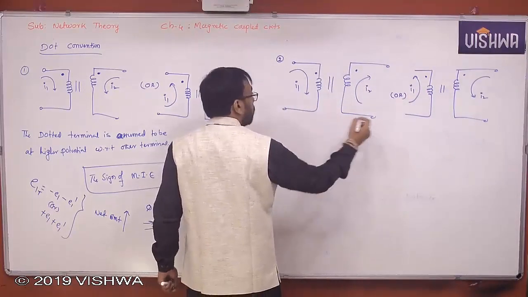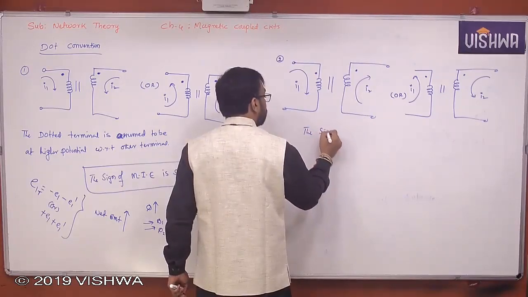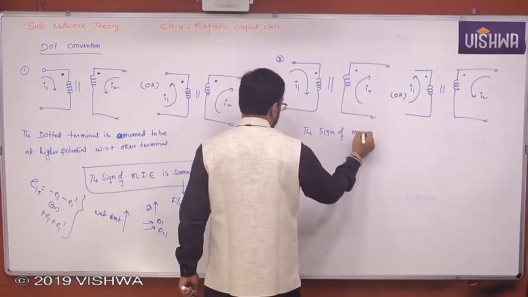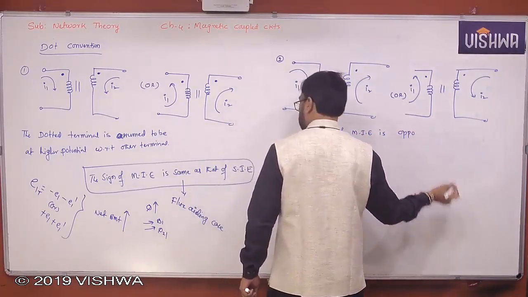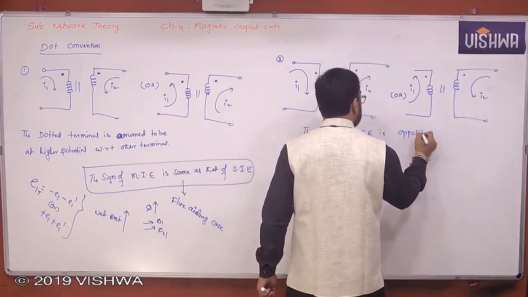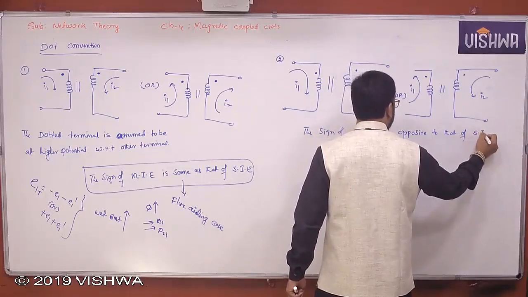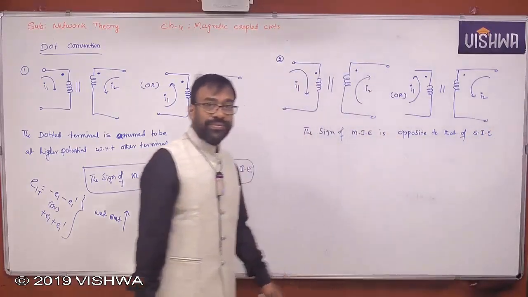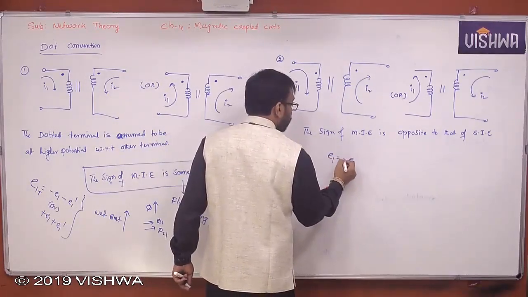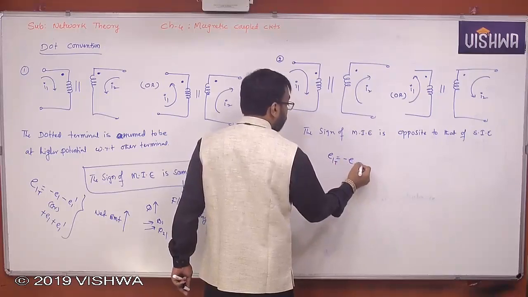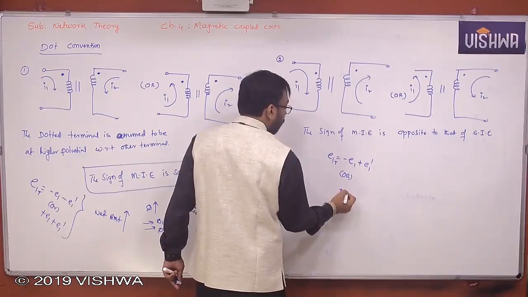Now here, let us say the sign of the mutually induced EMF is opposite to that of the self-induced EMF. I hope you understand the point. Okay. So these are the two cases we can see here. Now E1 is nothing but, if it is minus E1 total, minus E1, if it will be plus E1 dash, or plus E1 then minus E1 dash.